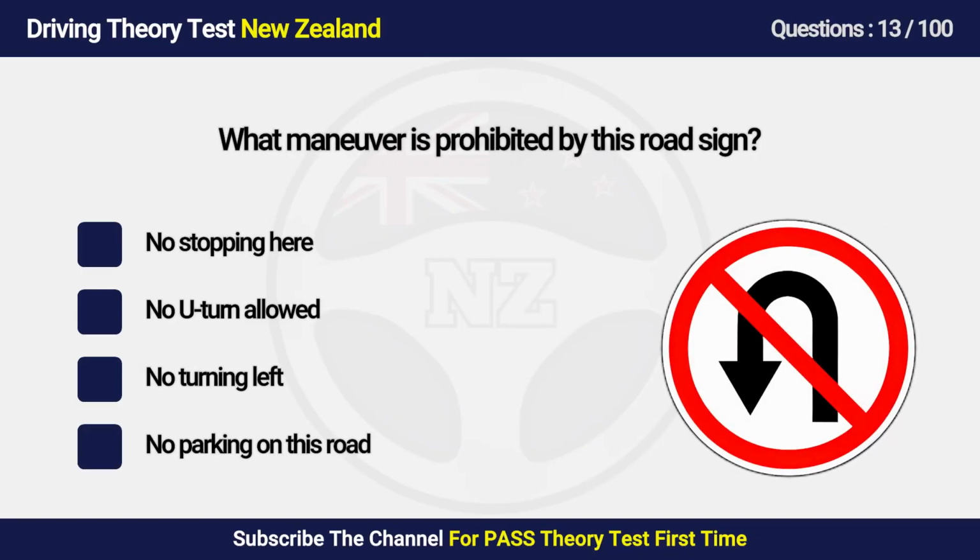What maneuver is prohibited by this road sign? A. No stopping here. B. No U-turn allowed. C. No turning left. D. No parking on this road.